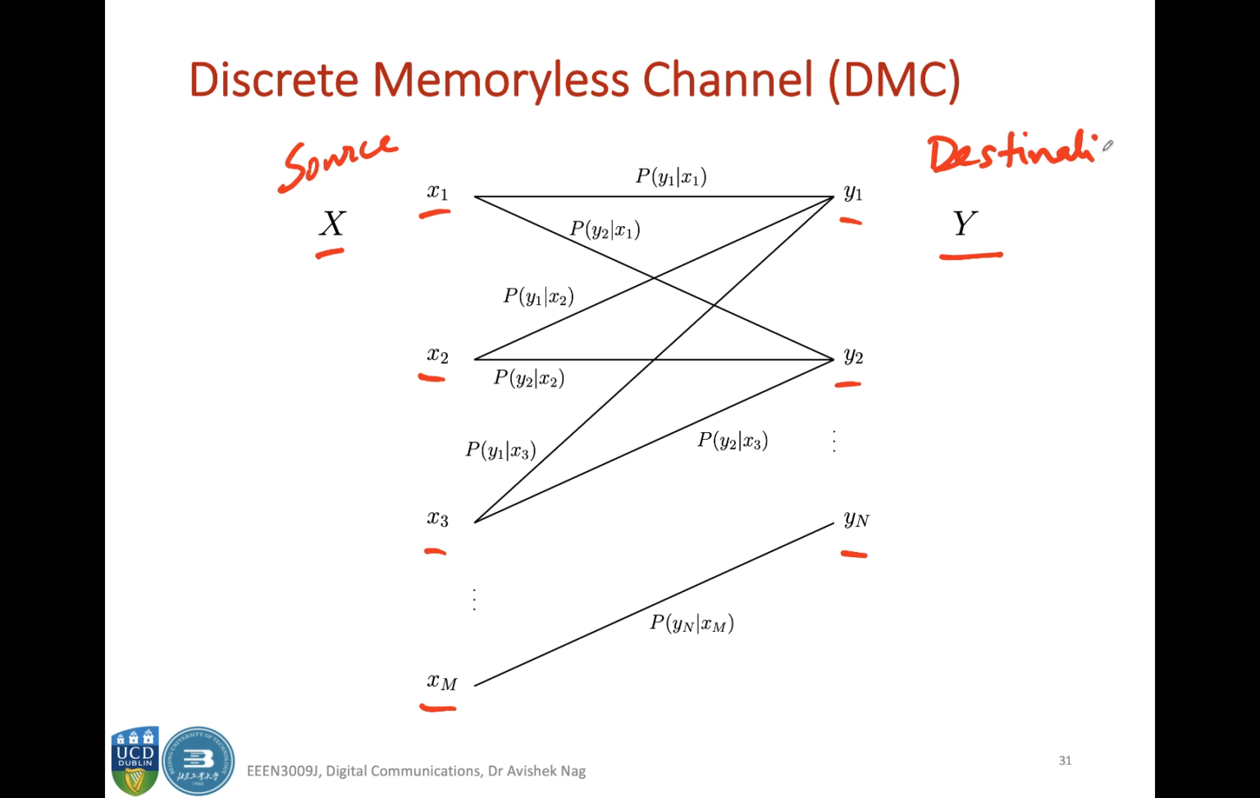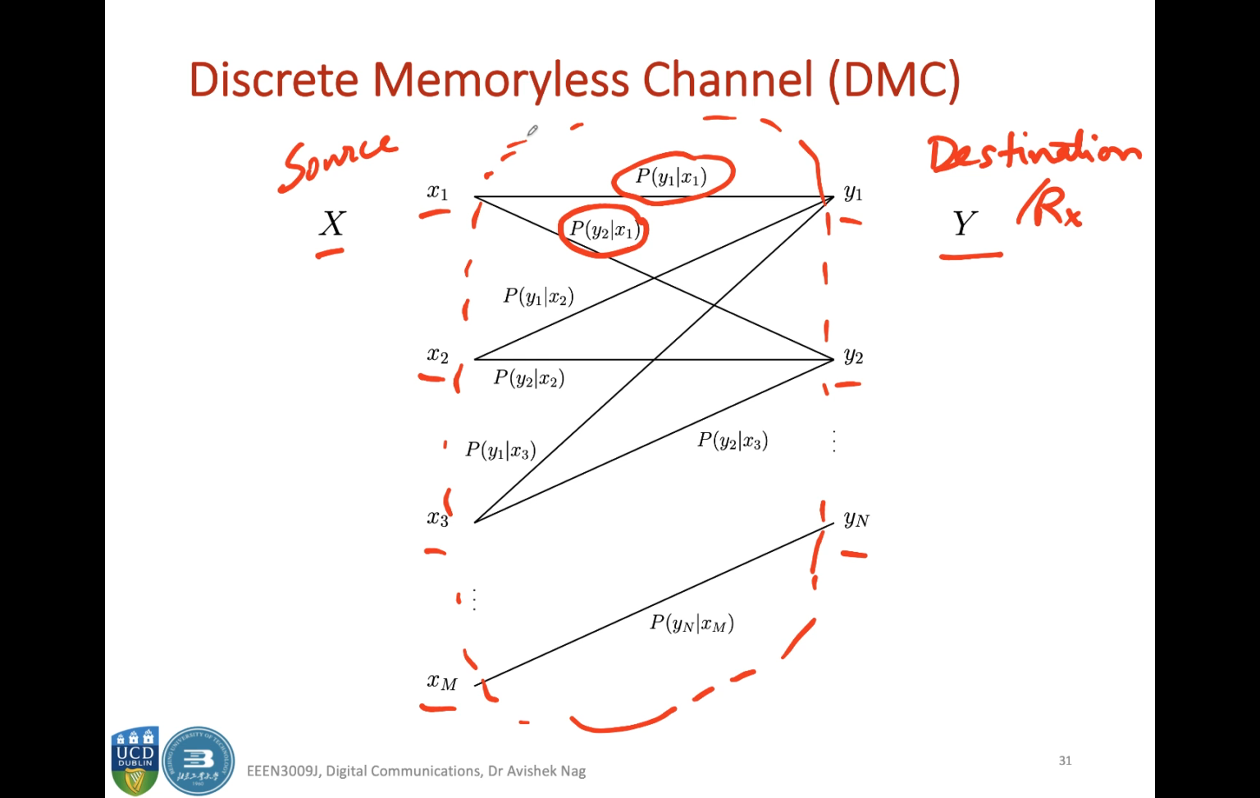or let's say a receiver, where you have this output alphabet. And then these transition probabilities, which are different conditional probabilities, define the discrete memoryless channel. So whatever is between the source and the destination is your discrete memoryless channel. And the channel is actually characterized by this transition probability. Okay, so we will revisit the concepts of the discrete memoryless channel.